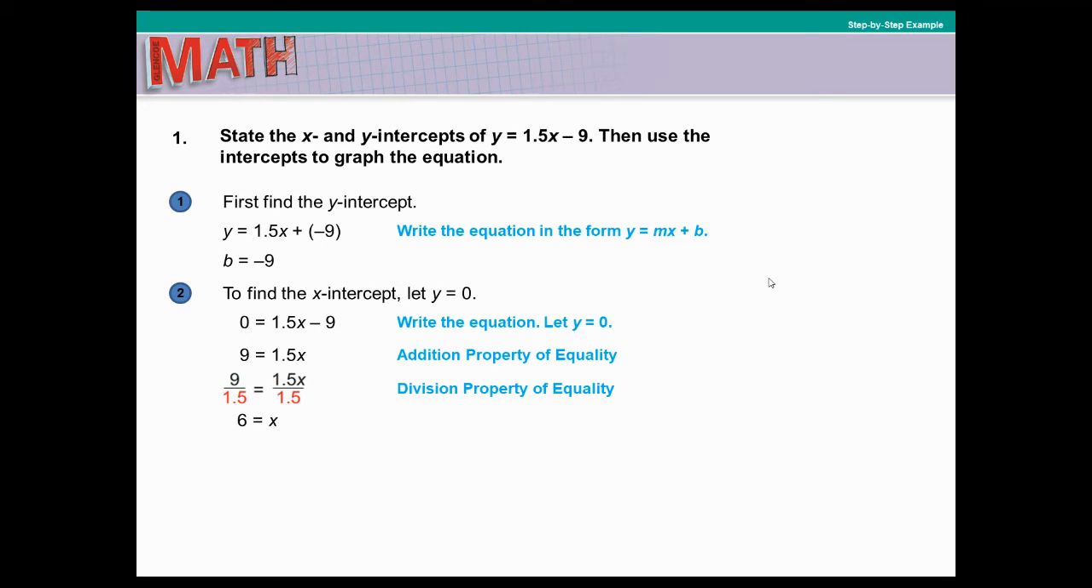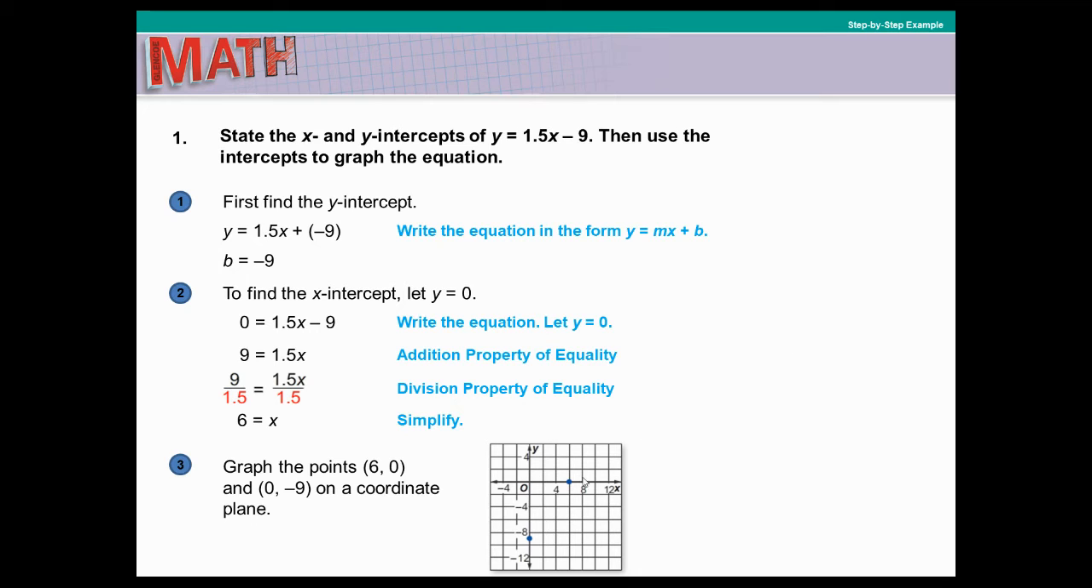And again, if I'm going too fast, pause and take a look at it. X equals 6. So in this equation here, the y-intercept is -9, the x-intercept is 6. You plot those 2 points, draw a line, boom, you got it. Graph the points 6, 0, and 0, -9 on a coordinate plane. Then it's going to give you the opposite. Here it is. There's the 6, 0, and 0, -9.